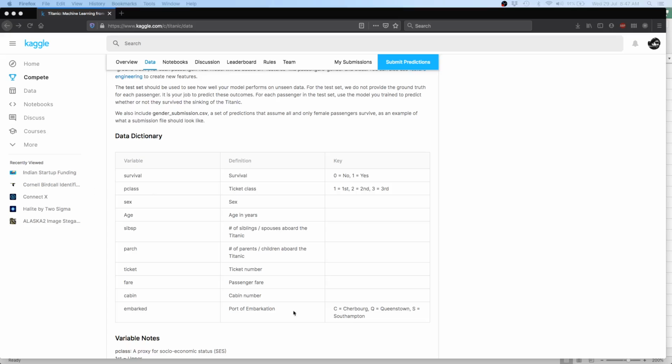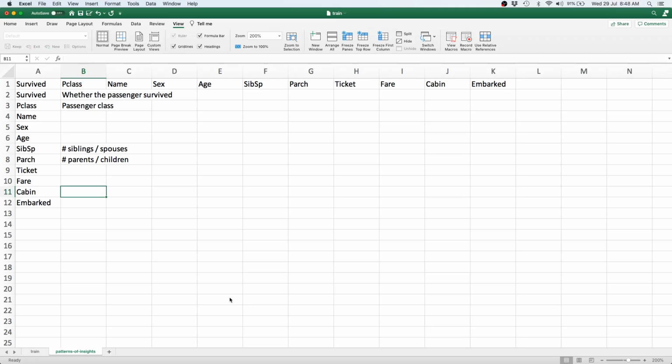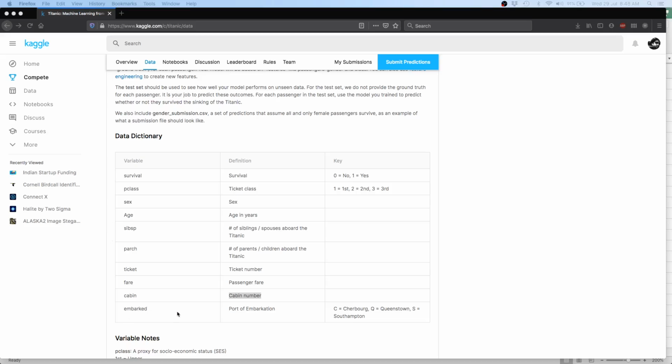Cabin is something interesting. It's like cabin number. It's possible that multiple passengers shared a cabin, so multiple people could have a cabin number. And we have also something called embarked. So let's see what that means. Here, the data says that embarked is basically the port of embarkation.